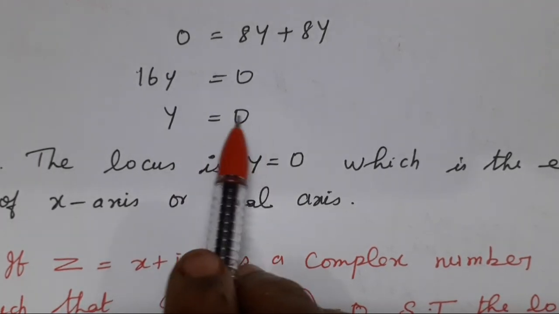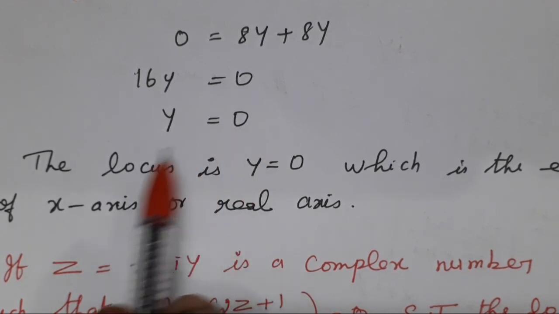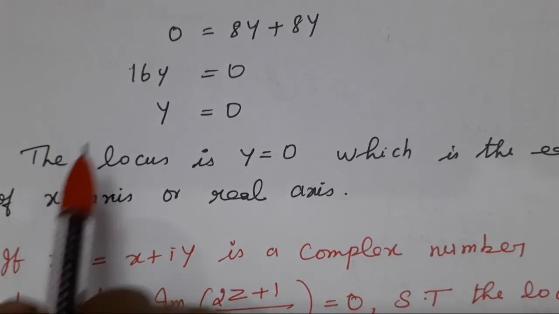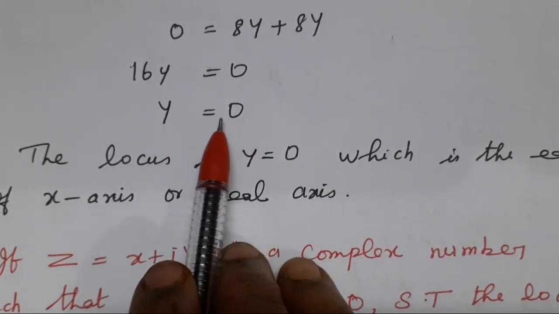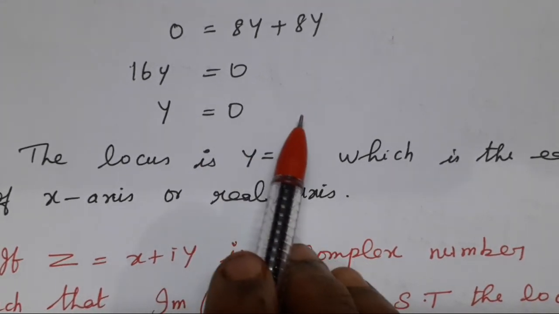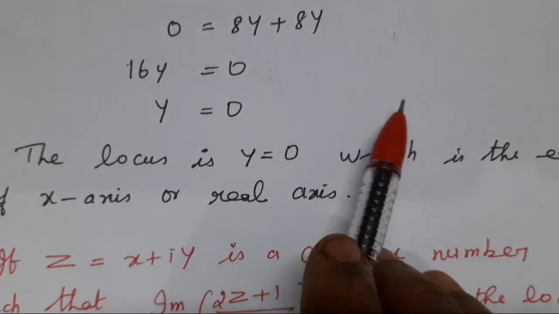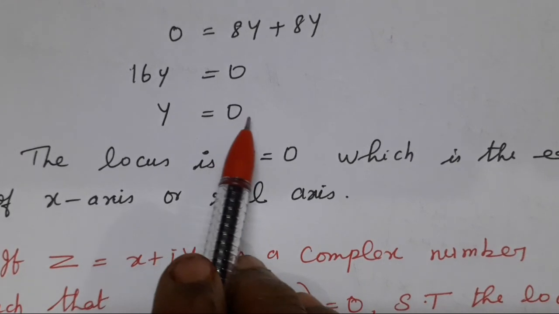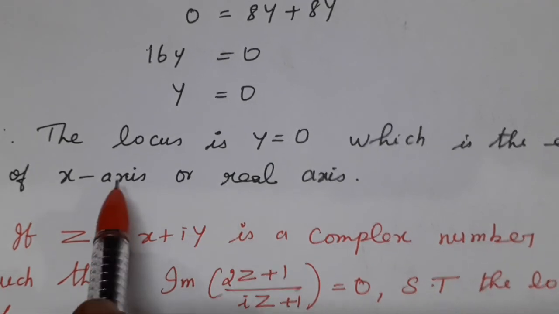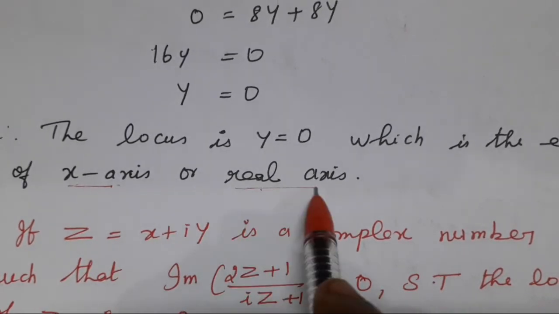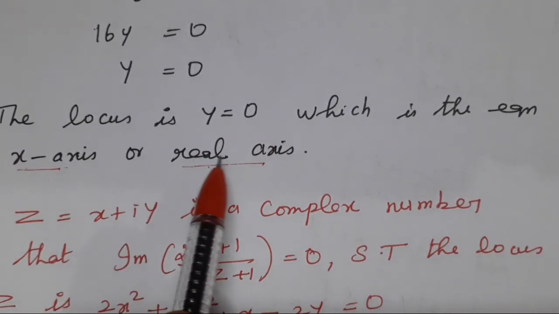What is y equal to 0? Y equal to 0 is studied in analytical geometry. It is the equation of the x-axis; in the equation of the x-axis, the y value becomes 0. Suppose (4, 0) lies on which axis? The x-axis. Y value becomes 0 means the locus is y equal to 0, which is the equation of the x-axis or real axis. Either x-axis or real axis, both are same. So the locus is y equal to 0, the equation of the x-axis or real axis.